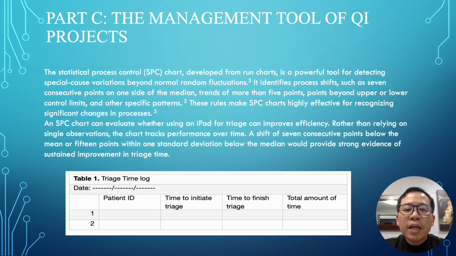The SPC chart can evaluate whether using an iPad for the chart can improve efficiency. Rather than relying on a single observation, the chart checks the performance over time. A shift of 7 consecutive points below the mean, or 15 points within one standard deviation below the median, would provide strong evidence of sustained improvement in the triage time. So Table 1 demonstrates the triage time plot. That is how the MA documents the time of the patient.